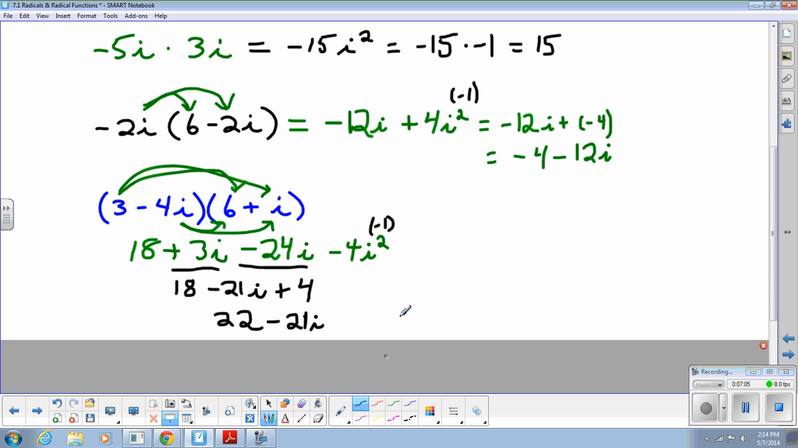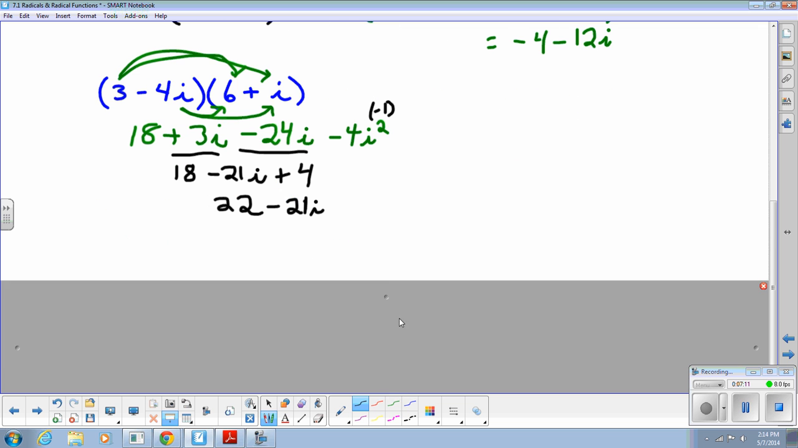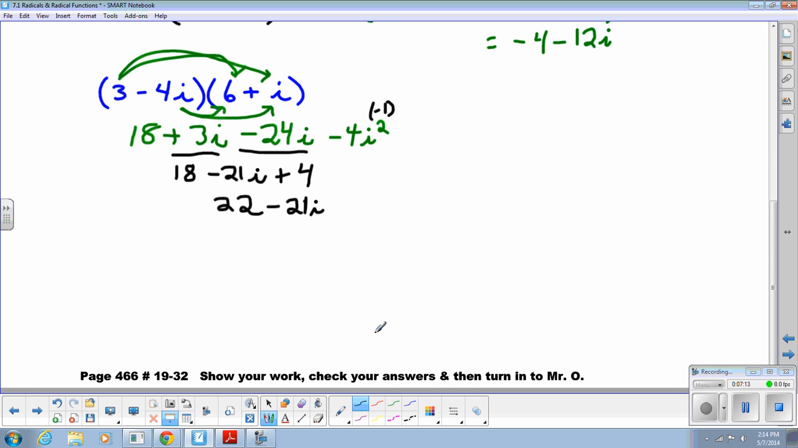And that is basically it for when we're adding, subtracting, and multiplying with the imaginary number. So what do I want you to do? I want you to do this for practice. Page 466, numbers 19 through 32. Please show your work, check your answers, and then turn it in to me. All right, let me know how I can help you with this one while you're working.